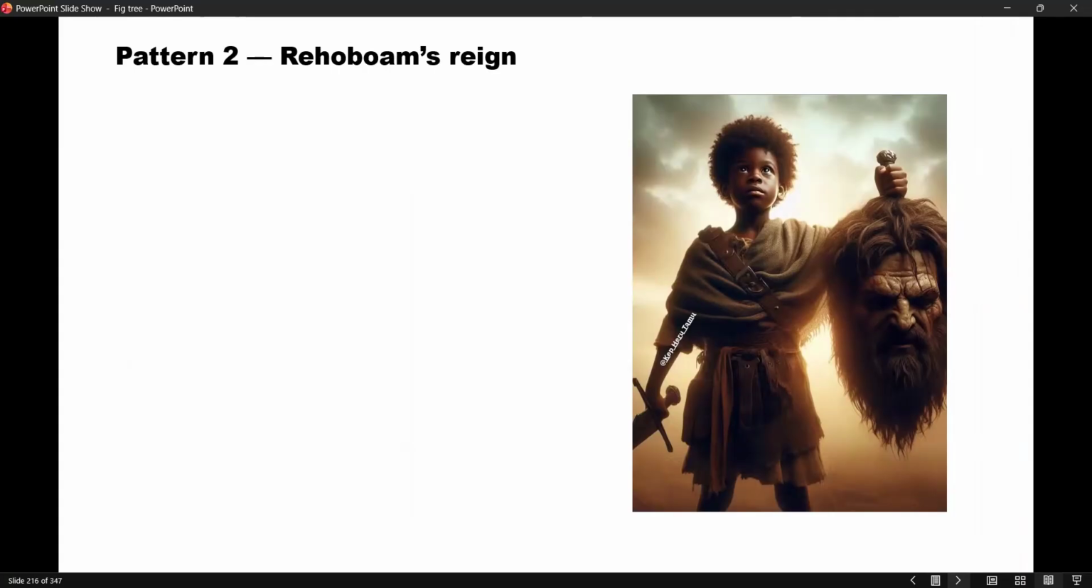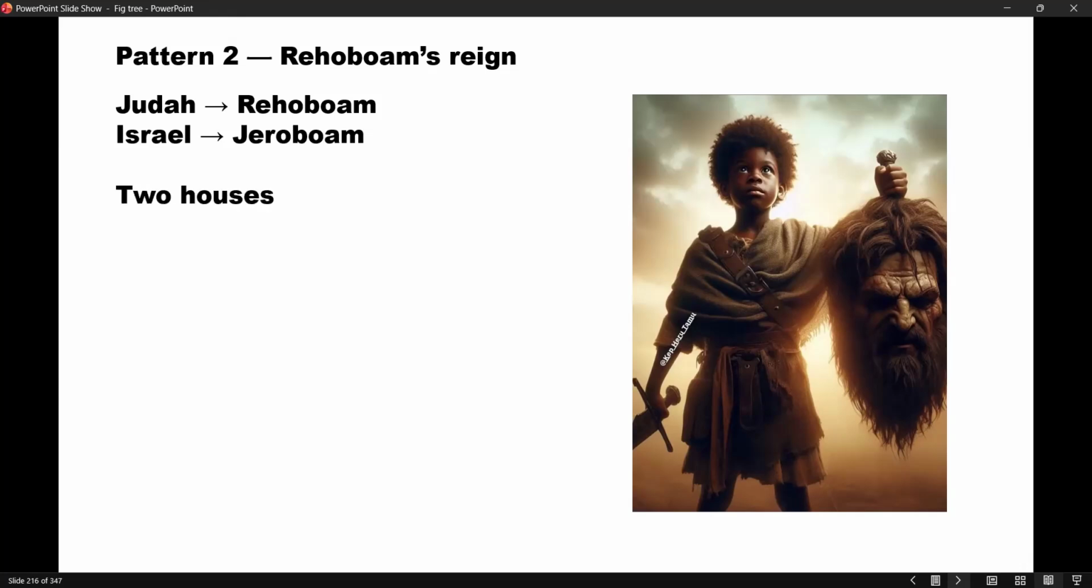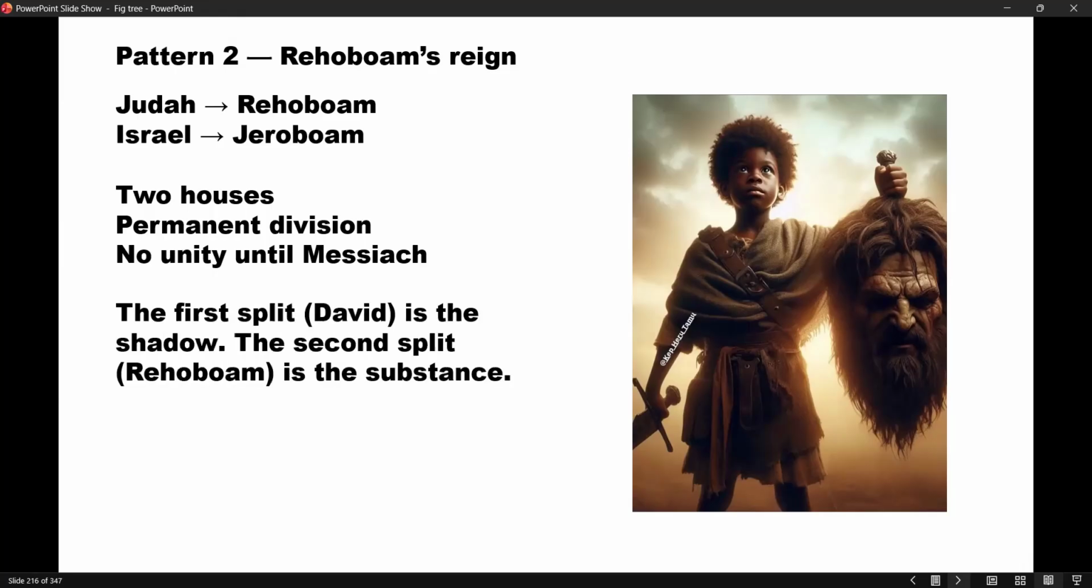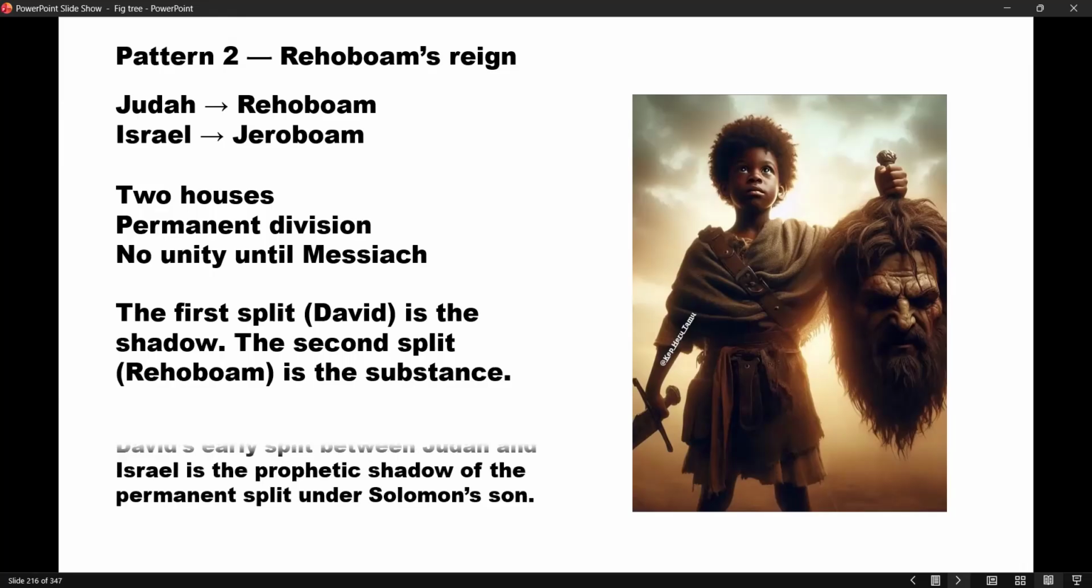So, pattern two, Rehoboam's reign. Judah was Rehoboam, Israel was Jeroboam. Two houses again, permanent division. No unity until Mashiach. The first split, David, is the shadow. The second split, Rehoboam, is the substance. David's early split between Judah and Israel is the prophetic shadow of the permanent split under Solomon's son.